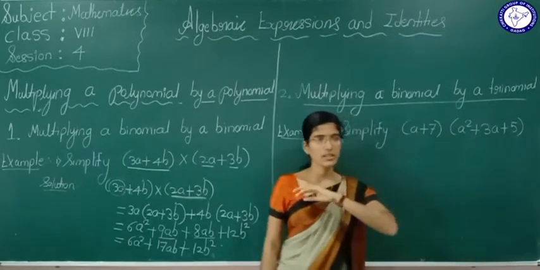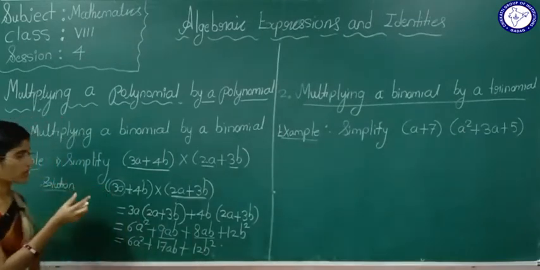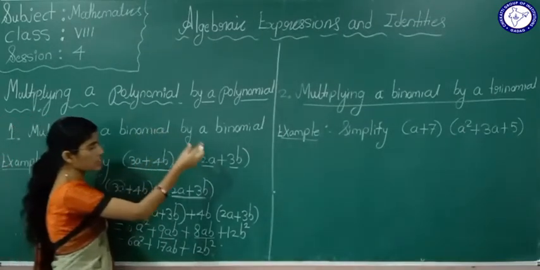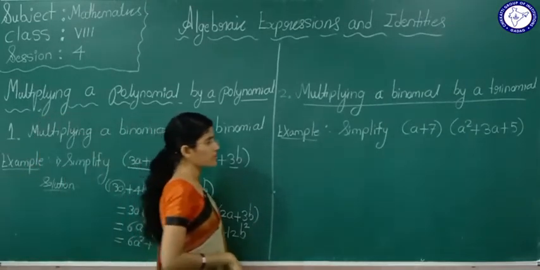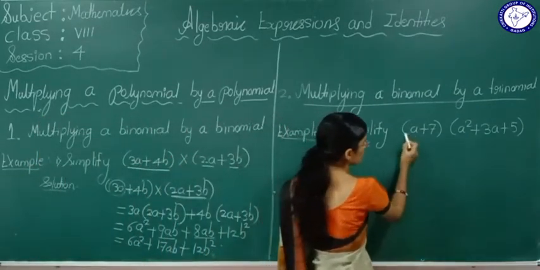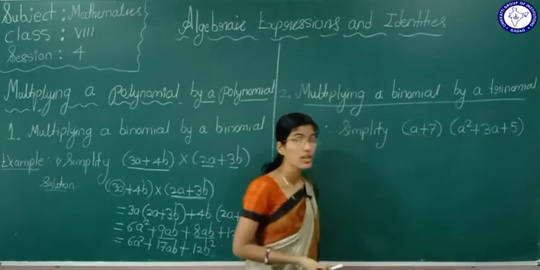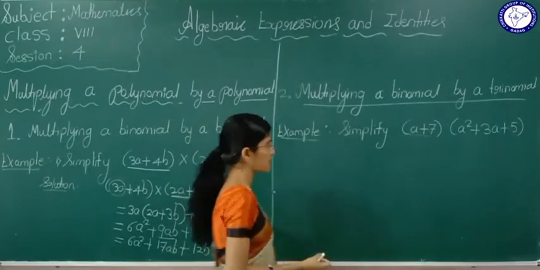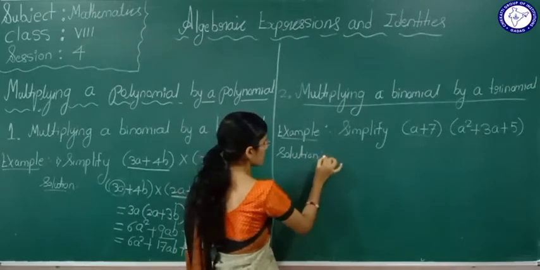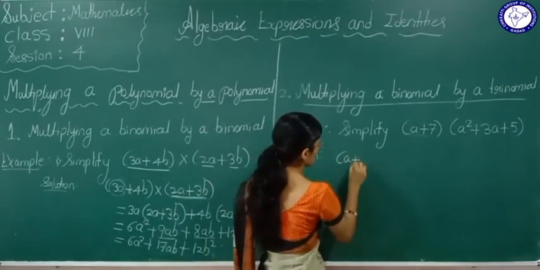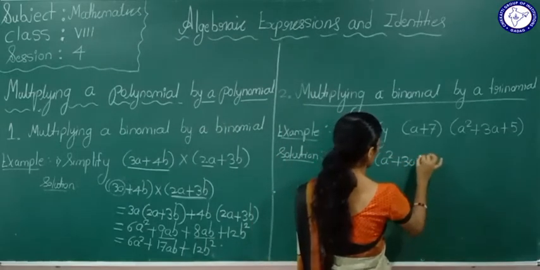Same thing as we have done here, each term of the binomial we multiplied with each term of the other binomial. Same thing, what we will do is, each term of the binomial we are going to multiply with each term of the trinomial. Now see, solution, how we are going to do here. So what is the given thing? a plus 7 multiplied by a square plus 3a plus 5.